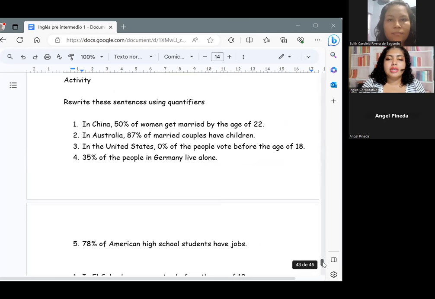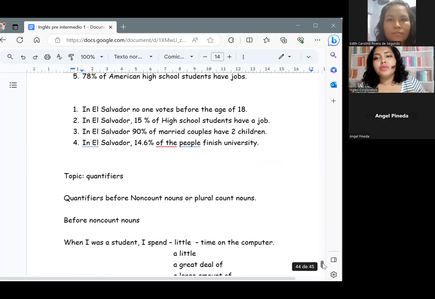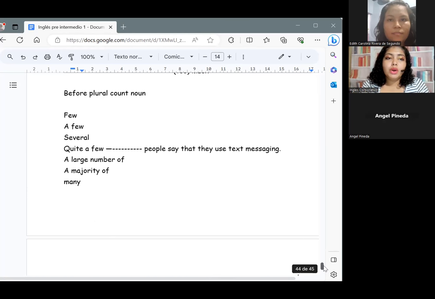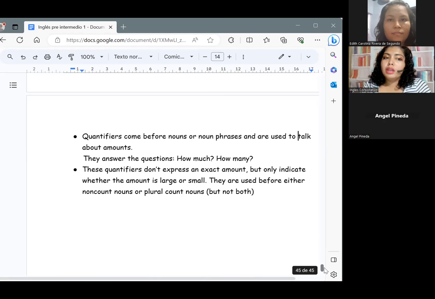Then we were seeing the first part of this topic, that is the whole information that we were using yesterday. And we were talking about how the quantifiers have two forms of use. The number one is before non-count nouns or plural count nouns. The one is non-count nouns, where the quantifier comes before those nouns. And the other one is the count nouns, but in this case, plural nouns. But we just have one thing here, that is the one that we were working on. And we are going to continue with that part, because if we just see the most general thing, we are going to see different information related to the quantifiers.